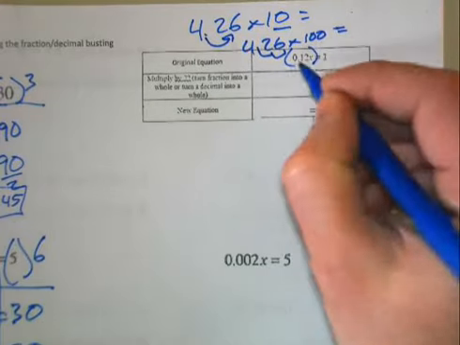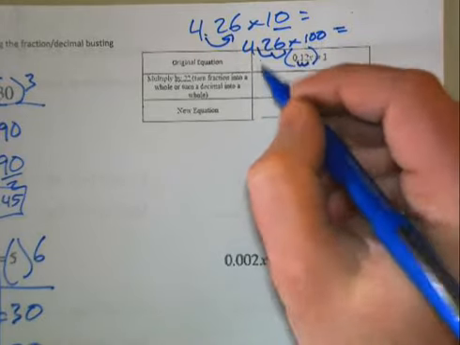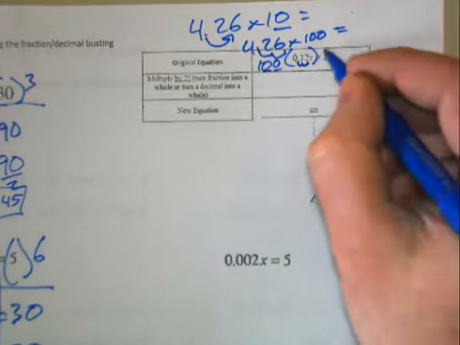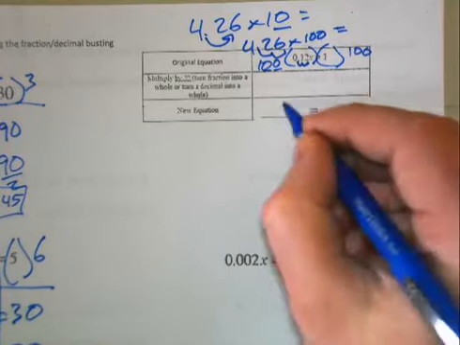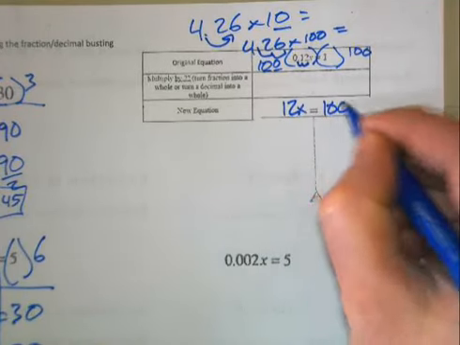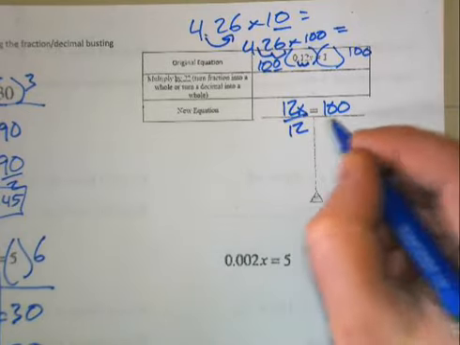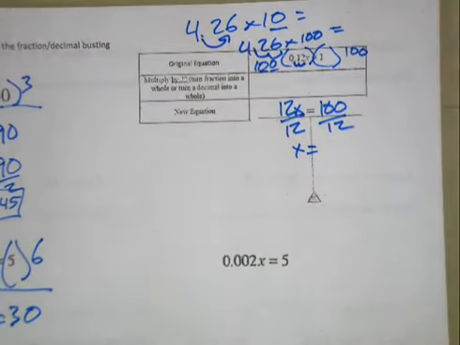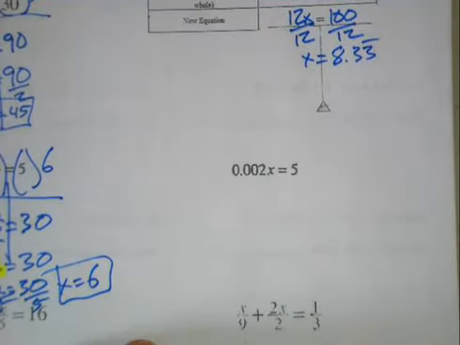We need to make a whole number out of 0.12. I need to move it 2 points, so I'm going to multiply by a power of 10 with 2 zeros, 100. And if I multiply that side by 100, I have to multiply the other side by 100. Now I have 12x equals 100. 12 is attached to the x by multiplication, so I divide by 12, divide by 12, and x equals 8.33 repeating.